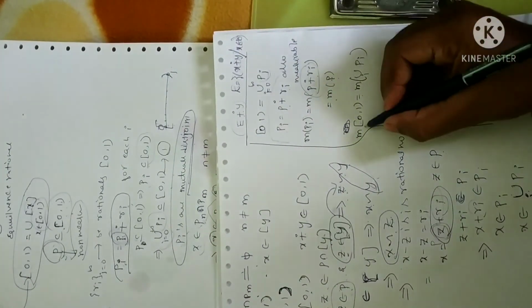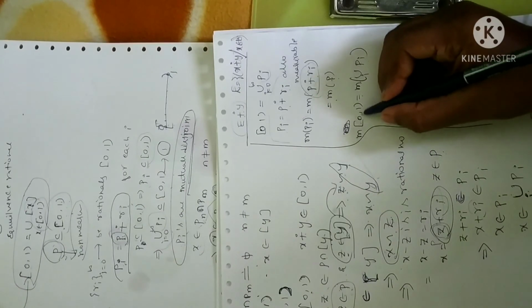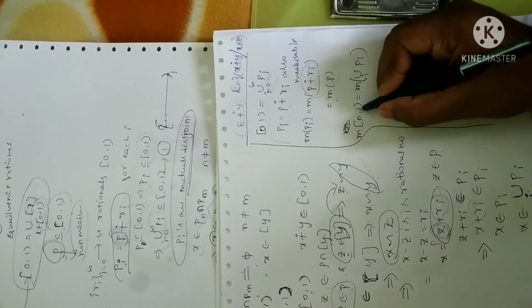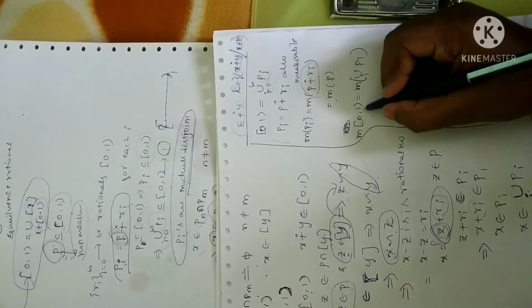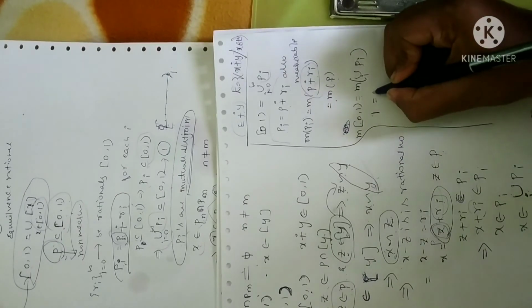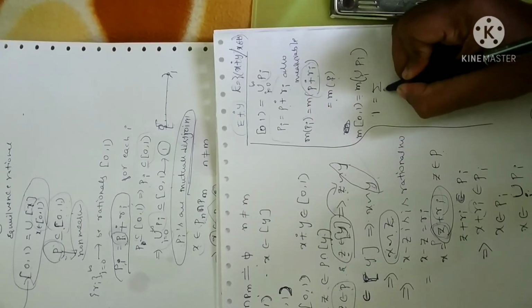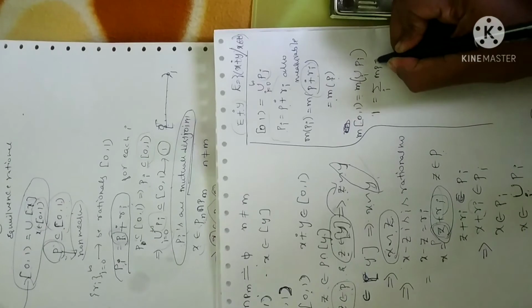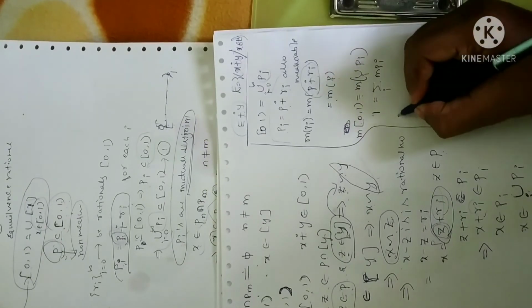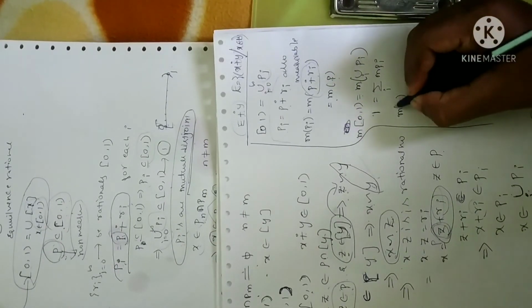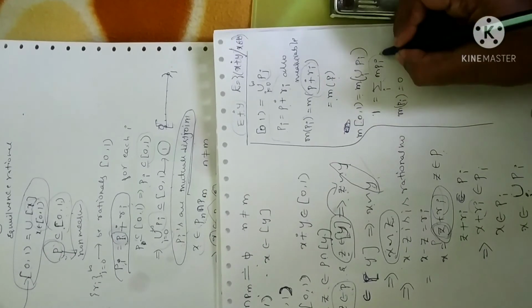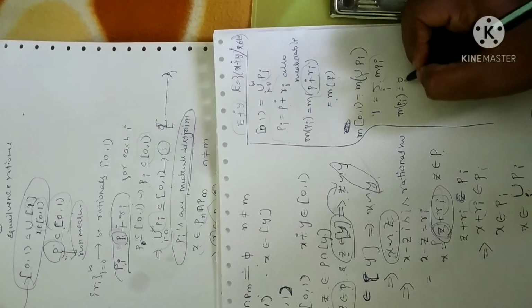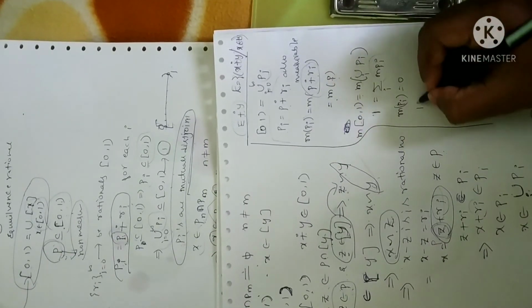Clear? Now the measure of the closed interval 0, 1, measure in the sense it is a length, right? So the length of 0 to 1, obviously length will be positive, so I am going to take it as 1. 1 is equal to the summation over i of the measure of Pi. Fine. Suppose the measure of Pi is equal to 0, then what happens to the above equation?